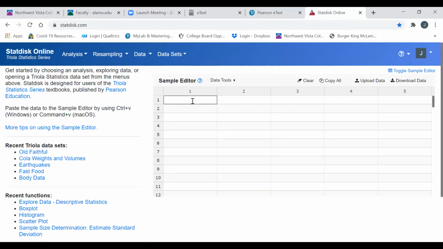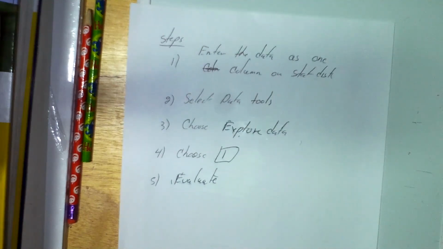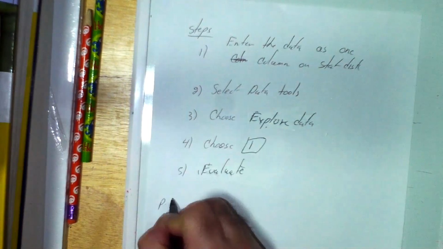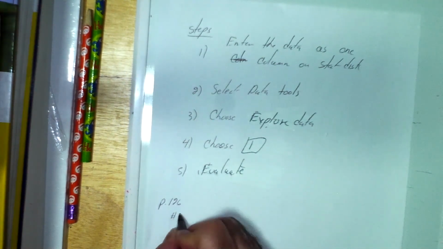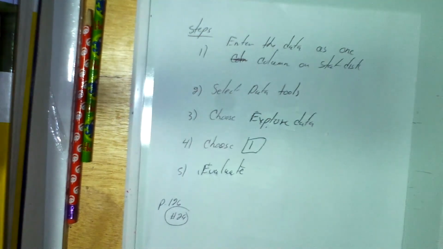I'm doing number 29. Before I do that, let me give you guys the rules so you can write it down. Here are the steps on how to do it via StatDisk. We'll do page 126, number 29. We're going to create a box plot for number 29. All right, so copy that down. That's how you do it on StatDisk.